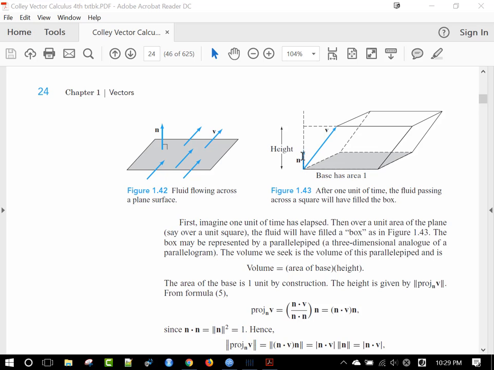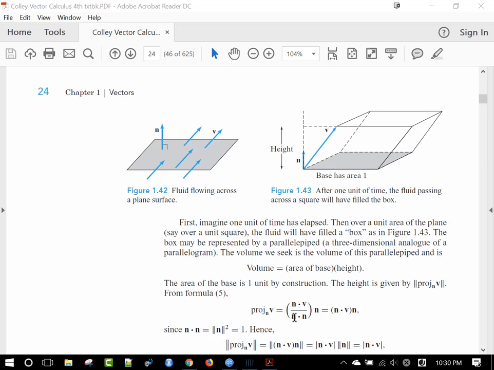So in other words, here's the n. So I want to know this height. We want to know this height. So it's this V projected onto here. So that's the height. So that's what we want. We want the height. And from Formula 5, for the expression of the projection, it looks like this.